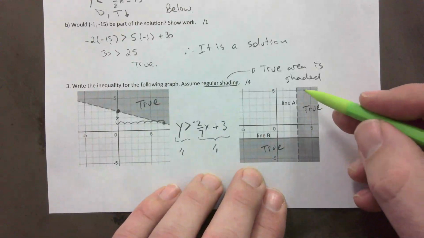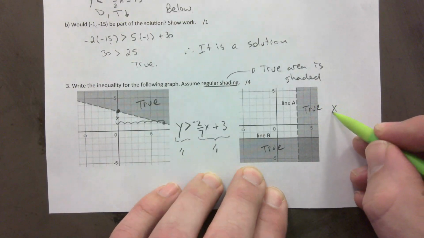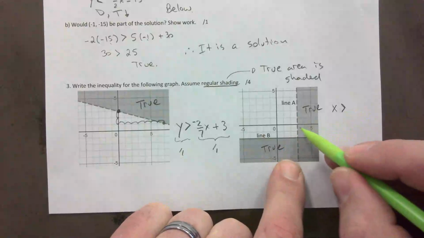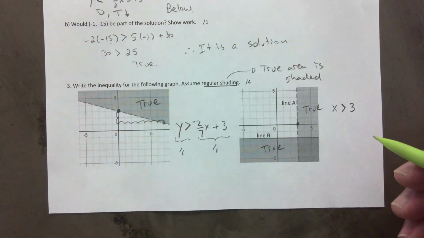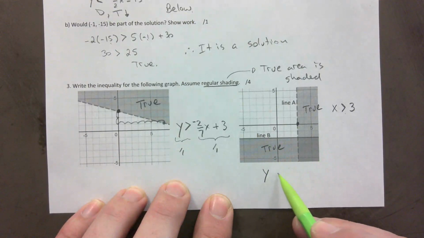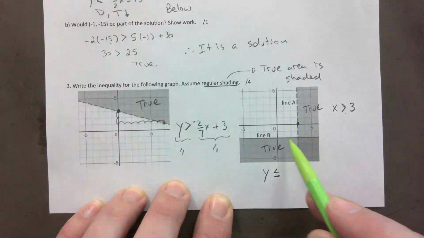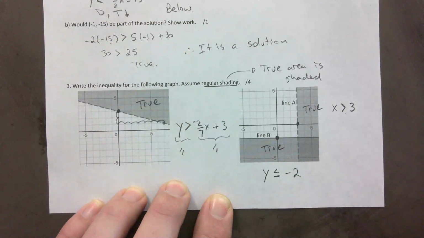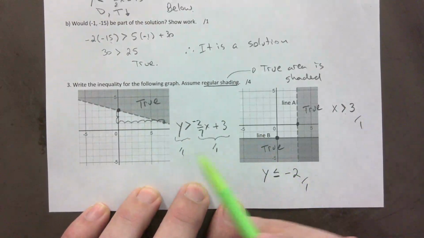Okay. Next we have the, let's do line A here. That is just x, and true region is to the right, and it's a dashed line, so you just do this, and it goes through 3, 0, so it'd just be x is greater than 3. 1 mark for that. This one is a horizontal line, so it'd just be y, and it's below the line, so you go less than or equal to because it's a solid line, and it goes through -2 here. So that's what the inequality looks like there. So 1 mark, 1 mark. That's how you get your 4 here.